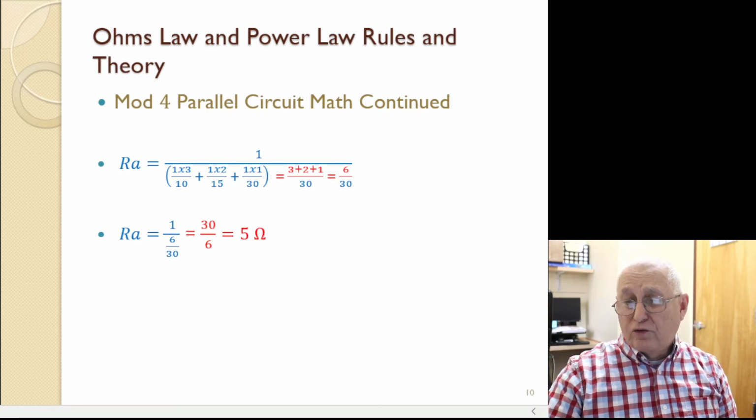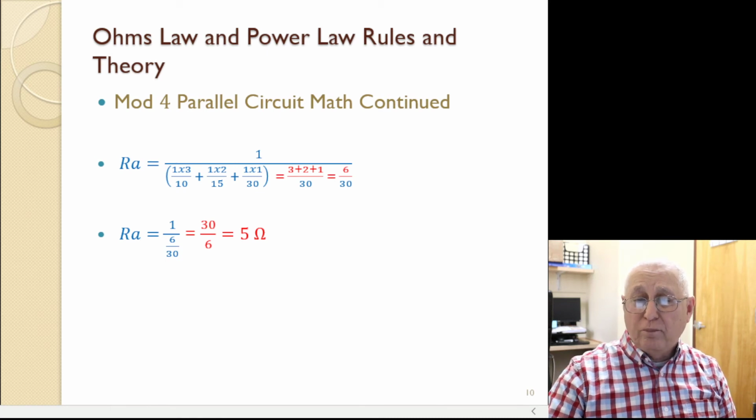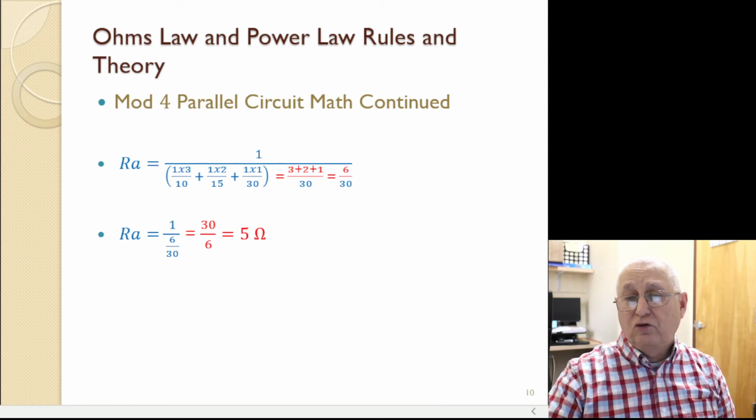And this is 1 over 6 over 30. Whenever we divide a fraction into another number, whole or fractional, it's the same as multiplying by its reciprocal. So it would be 1 times 30 over 6. And since 1 is not going to change the value, I don't have to worry about this. All I have to remember is that when I get this value, I'm just going to take its reciprocal. I'm going to flip it. It becomes 30 divided by 6 equals 5 ohms. That's how easy it is to do parallel resistors using this formula.